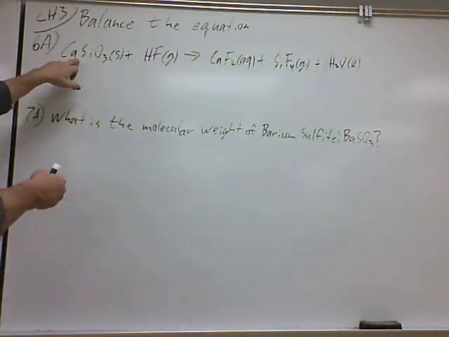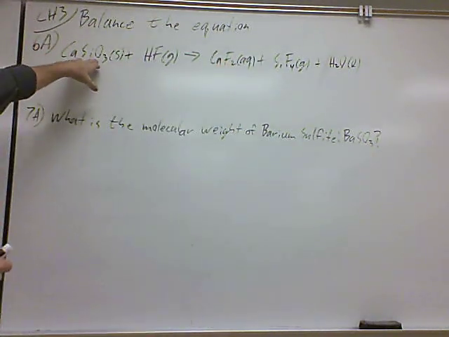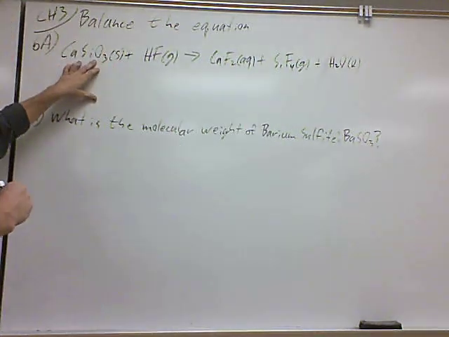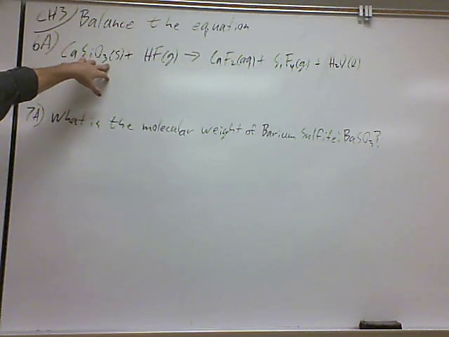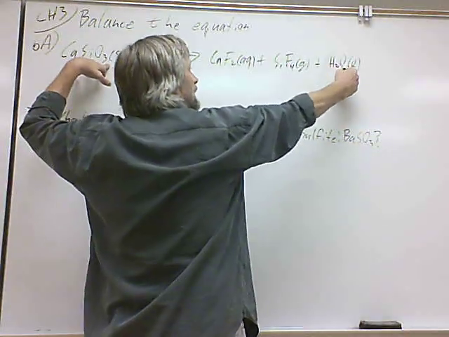We have one calcium on the reactant side, one calcium on the product side. That's good. We have one silicon on the reactant side, one silicon on the product side. We have 3 oxygens on the reactant side, 1 oxygen on the product side.